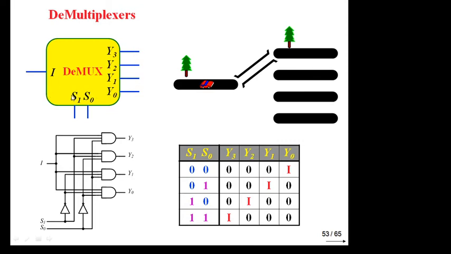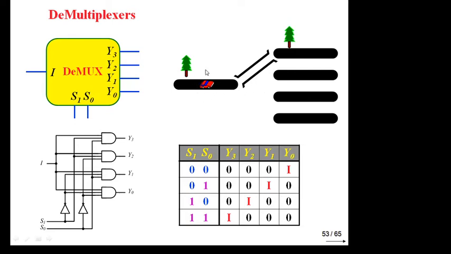Now, the number of outputs equals 2 to the power s. There will be only one input, but the outputs will depend upon the value of the select lines. If there are two select lines, the outputs will be 4, 2 to the power 2. It is called a 1 to 4 demultiplexer. Similarly, there is a 1 to 8 demultiplexer. There will be one input, 8 outputs, and in this case there will be 3 select lines.